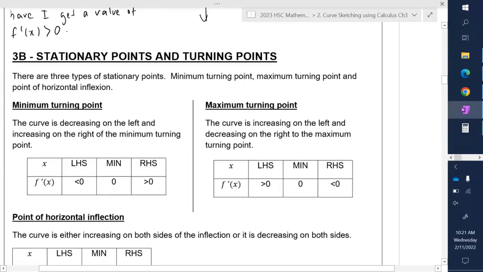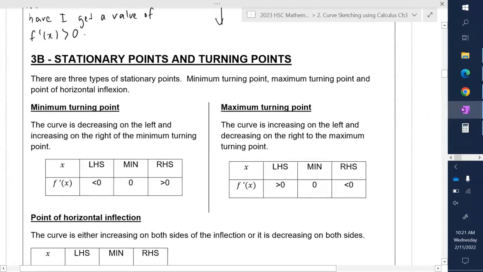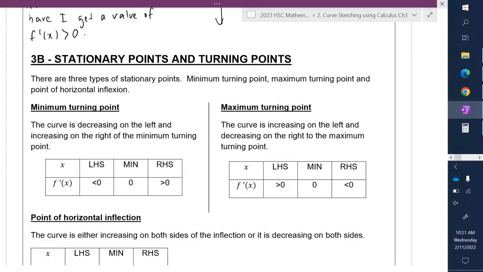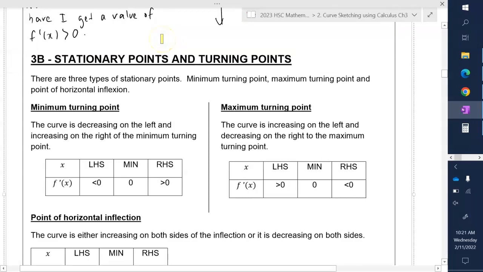Hello Year 12. What we're looking at today is 3B from the textbook, Stationary Points and Turning Points. So again, our aim in this topic is to look at curve sketching, but using calculus. We're always relating our stuff here to our derivatives, our stationary points, and looking at what's happening in our stationary points and around them. Okay, let's have a look.